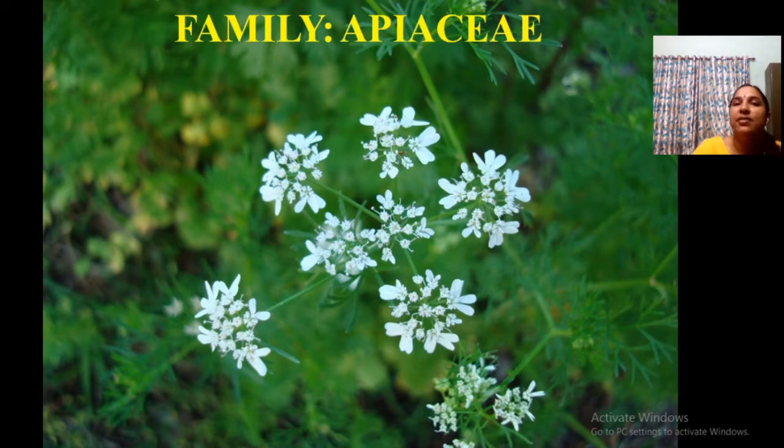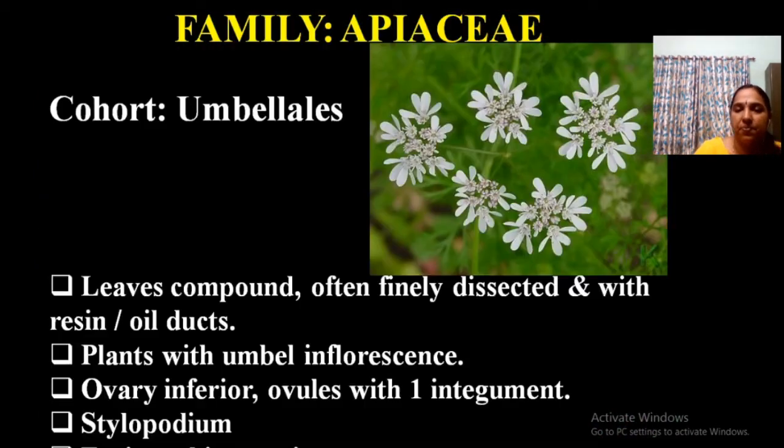Welcome back again. Now we are moving on to the last family, that is Apiaceae. Apiaceae belongs to the order Umbellales. This family is also known as the Umbelliferae family, and the peculiar feature of the plants of the family is leaves compound. That's very important. Finally dissected leaves with resin and oil ducts. Clear? Oil duct is present and resin is present, or dissected leaves.